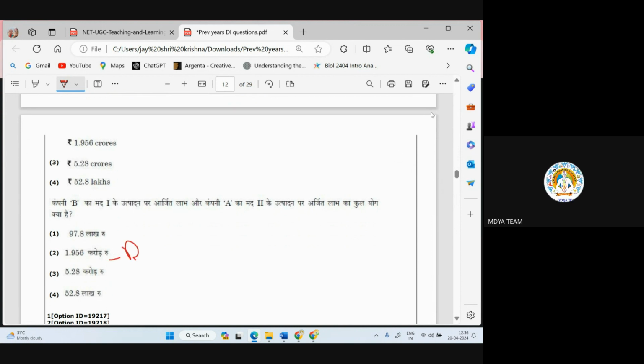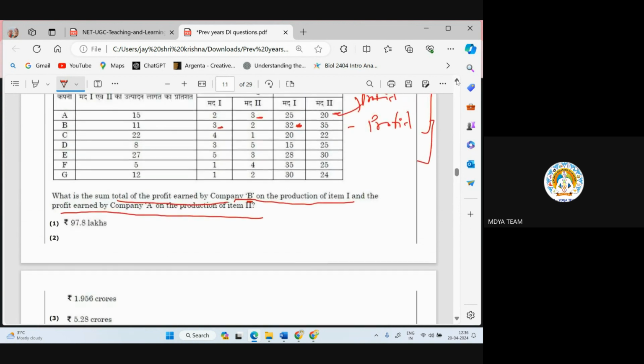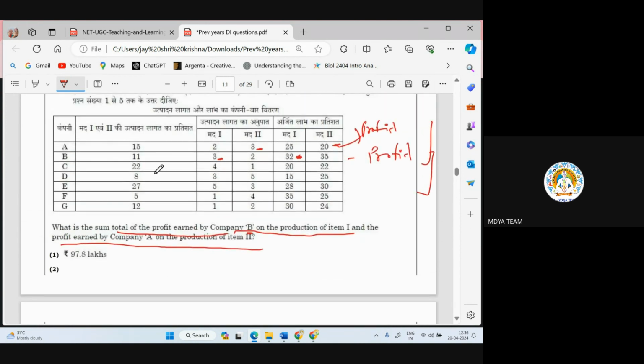Okay. So what have you done first? You will calculate this value, then you will calculate this value. This value will be your cost price. This is your profit percentage. You can calculate the profit. Here also first you will calculate this value, then this value will be your cost price for item 2 by company A. Then with the help of this profit percentage, you can calculate the actual value for profit. Okay, does any one of you have a doubt in this question?